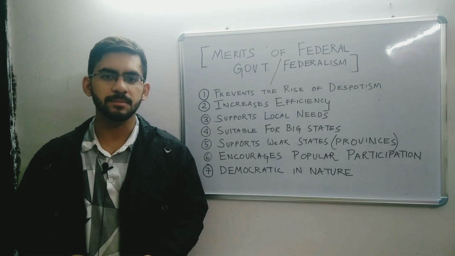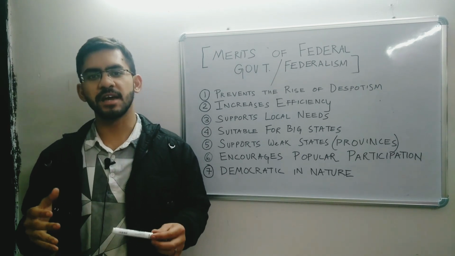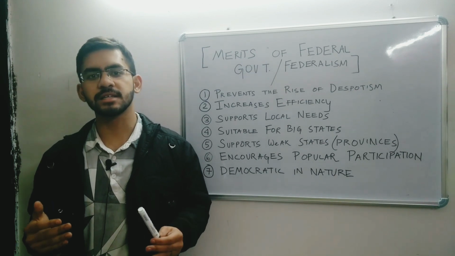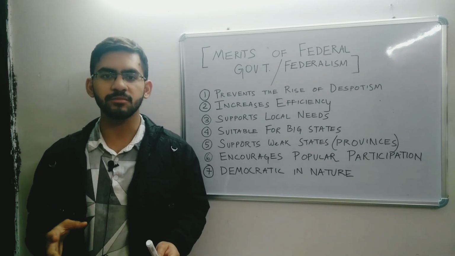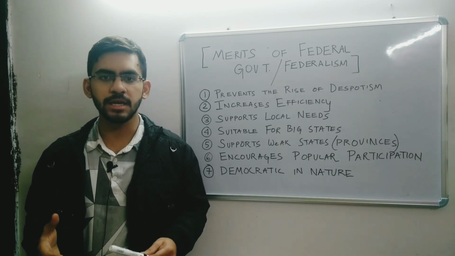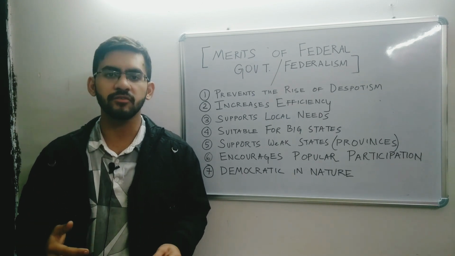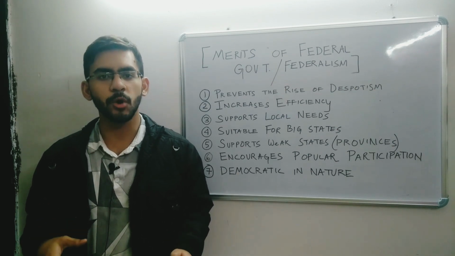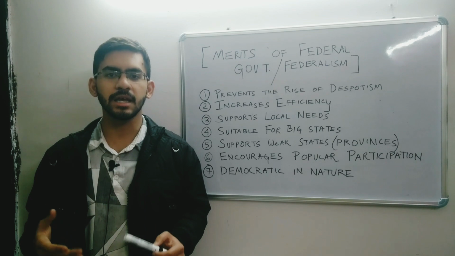Now, needless to say, in a federal system, the administrative efficiency increases to a great extent because there are 2 sets of governments at work. The provincial governments play an integral role in decreasing the burden of the central government, which is why both national matters and matters of local importance are adequately taken care of.